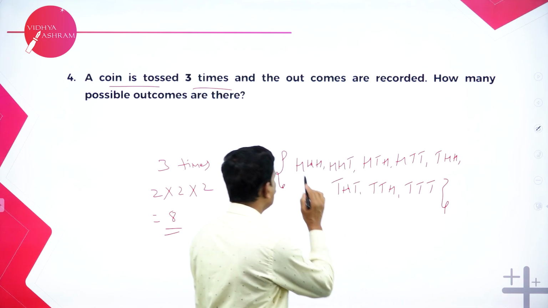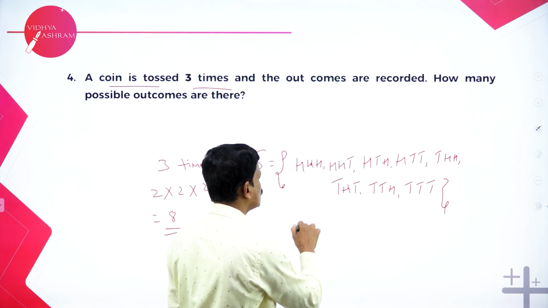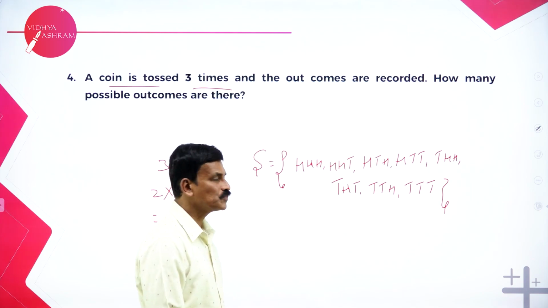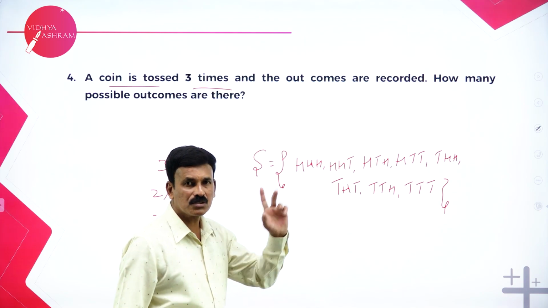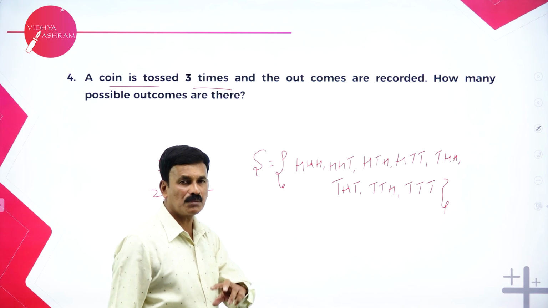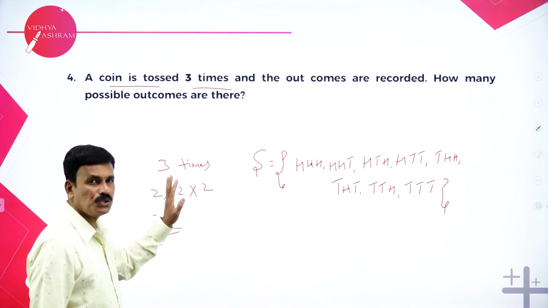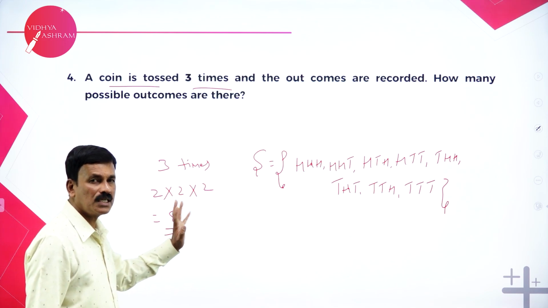Count how many there are: 1, 2, 3, 4, 5, 6, 7, 8. These are the possible events. So when a coin is tossed 3 times, the possible outcomes we are going to get are 2 into 2 into 2, that is 8 outcomes.